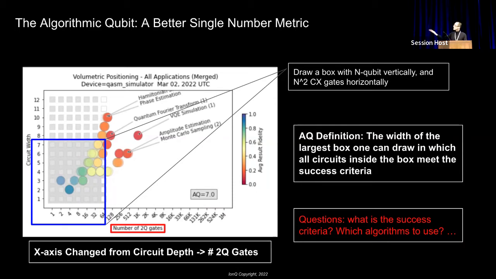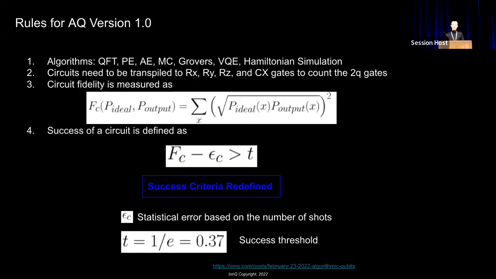But the question is, what should the success criteria be, and what algorithms to use to measure success? So here, the AQ definition without any rules is pretty meaningless. And here I show the rules of AQ version 1.0. For algorithms, we include QFT, phase estimation, amplitude estimation, Monte Carlo, Grover's, VQE, and Hamiltonian simulation. Compared to the QED-C benchmarks, we exclude those wide and shallow circuits. And then the circuits need to be transpiled into the same basis, like Rx, Ry, Rz, and CNOT gates, to count the number of 2 qubit gates. The number of 2 qubit gates is essentially the number of CNOT gates.